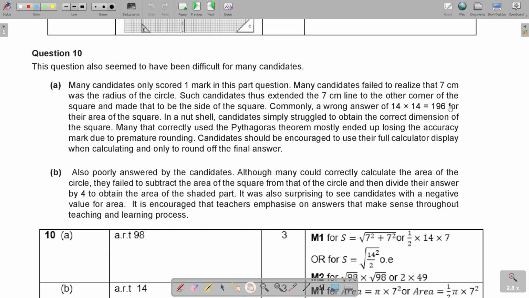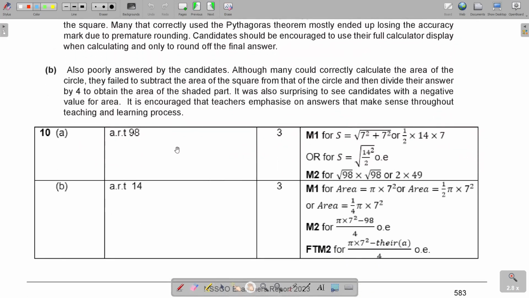Commonly, a wrong answer was this for the area of the square. In a nutshell, candidates simply struggled to obtain the correct dimensions of the square. Many that correctly used Pythagoras' theorem mostly ended up losing the accuracy mark due to premature rounding. So if you are working out the square root of 98, you must write the full calculator display. Candidates should be encouraged to use their full calculator display when calculating and only round off the final answer. Okay, so just take note.